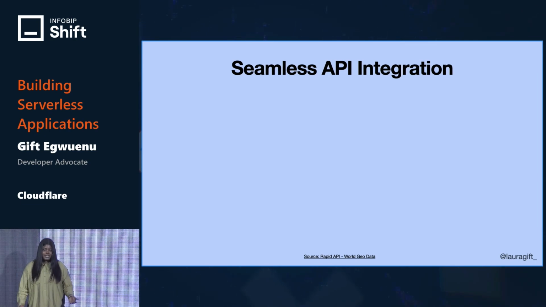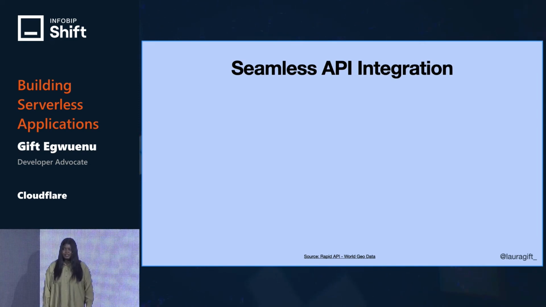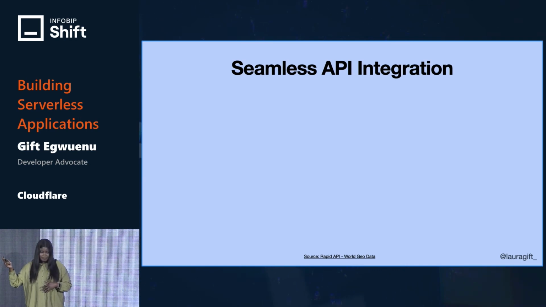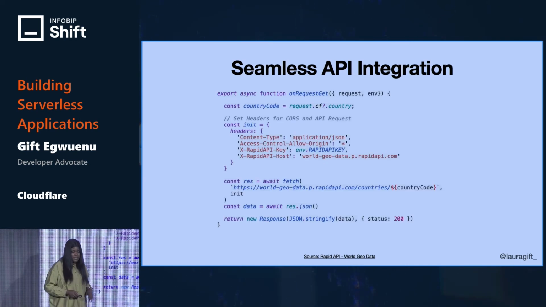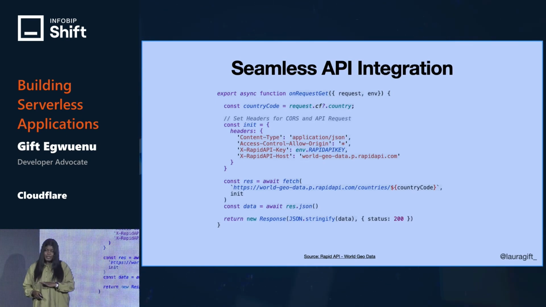So typically, if you have a front-end application and you want to fetch an API from a different API, you can use Pages functions, and this is how you typically use it. In this example, this is a different function that I have, and I'm using the World Geodata API from RapidAPI. So here I'm doing a similar thing with the geolocation.